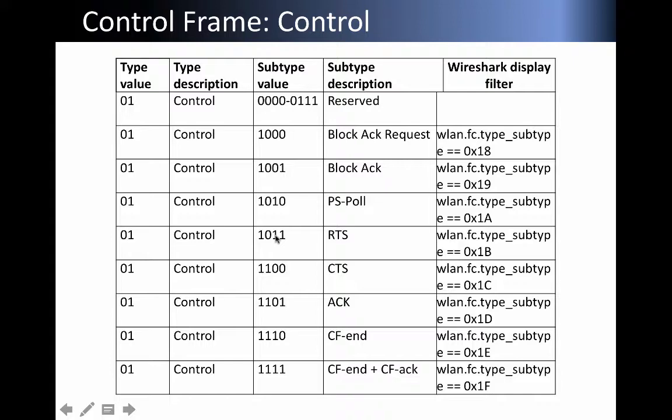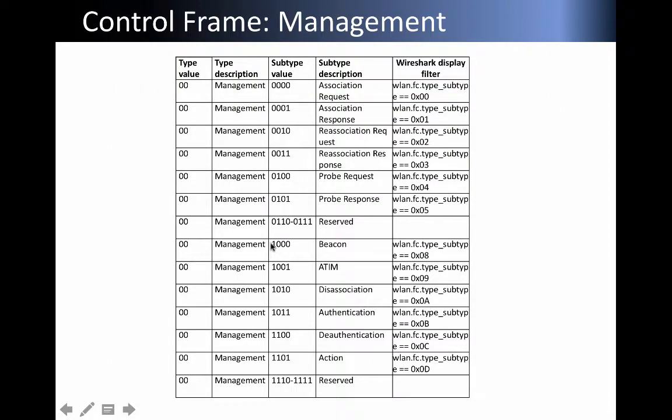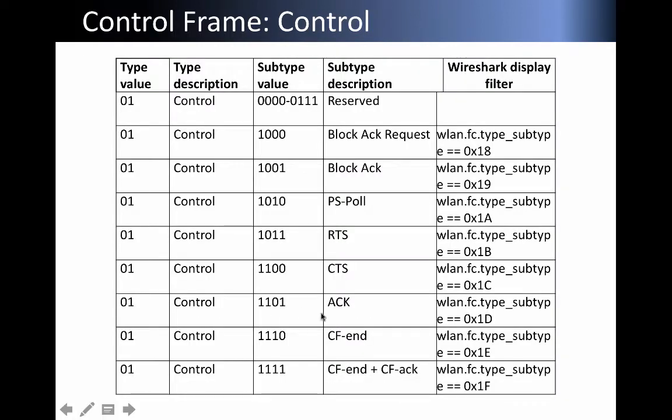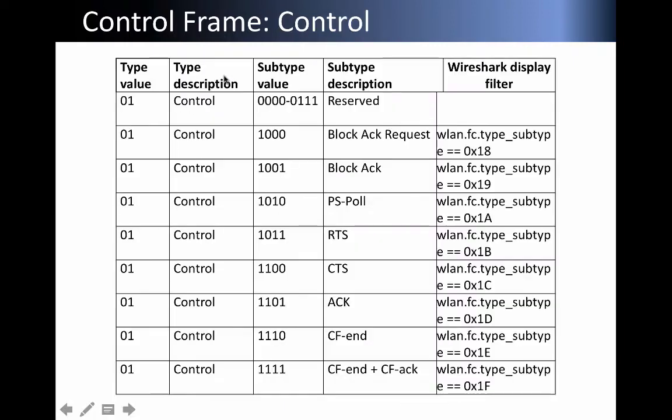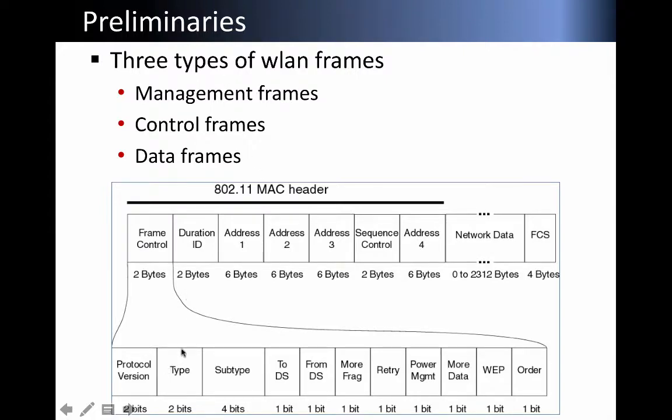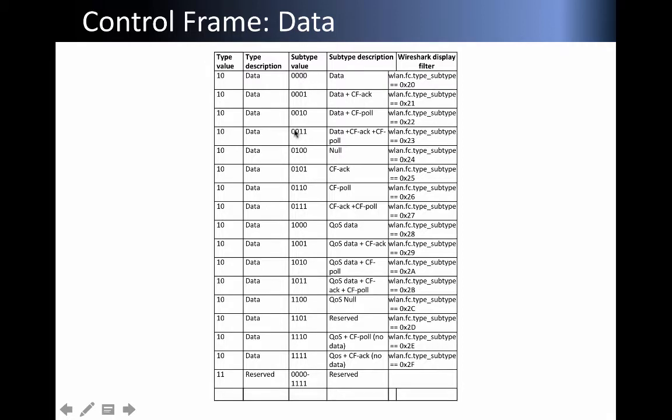This 1011, if we have a 00 and 1011, then that means association, right? And if this is 01, 1011, the same subtype but a different type value, then that means there is RTS. So the first is for management frame, the second is for control, and the third is data. Data, if there is a 10 here, then depending upon the subtype, we have different things, right?